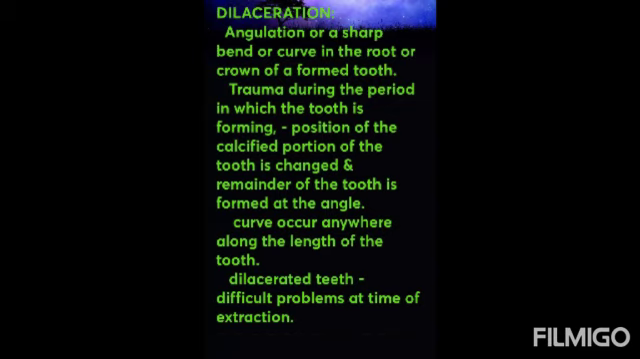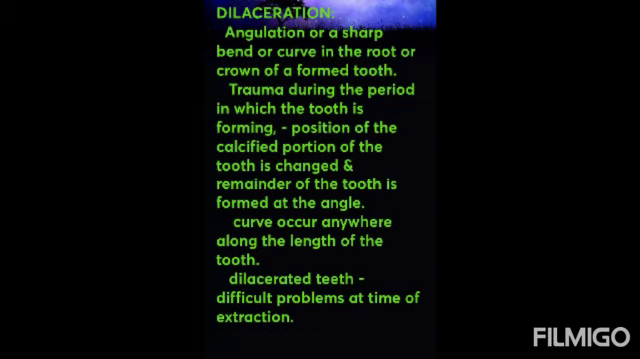Next, moving on to dilaceration. Dilaceration refers to an angulation or a sharp bend or curve in the root or crown of a formed tooth. The condition is thought to be due to trauma during the period in which the tooth is forming.